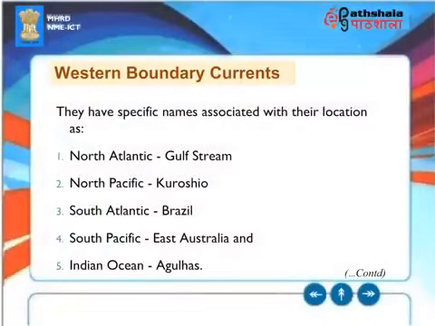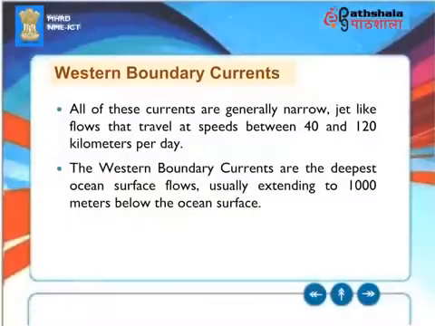They have specific names associated with their location as North Atlantic Gulf Stream, North Pacific Kuroshio, South Atlantic Brazil, South Pacific East Australia, and Indian Ocean Agulhas. All of these currents are generally narrow, jet-like flows that travel at speeds between 40 and 120 kilometers per day. The western boundary currents are the deepest ocean surface flows, usually extending to 1,000 meters below the ocean surface.